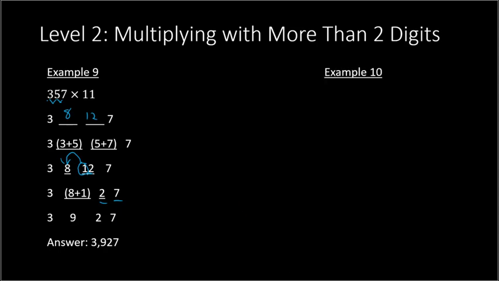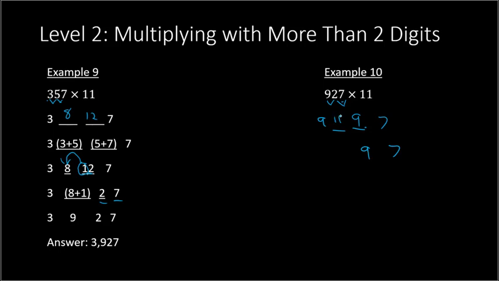Let's try one more. Here we have 927 times 11. See if you can do this one on your own. So again, what we do is the 9 would be the first digit, and the 7 would be the last digit. Now the middle digits, actually we're going to have 2 digits, right? So we can find the middle digits by adding 7 and 2. That gives you 9. Then you add 9 plus 2, that gives you 11. So we have 7, 9, 11, 9.